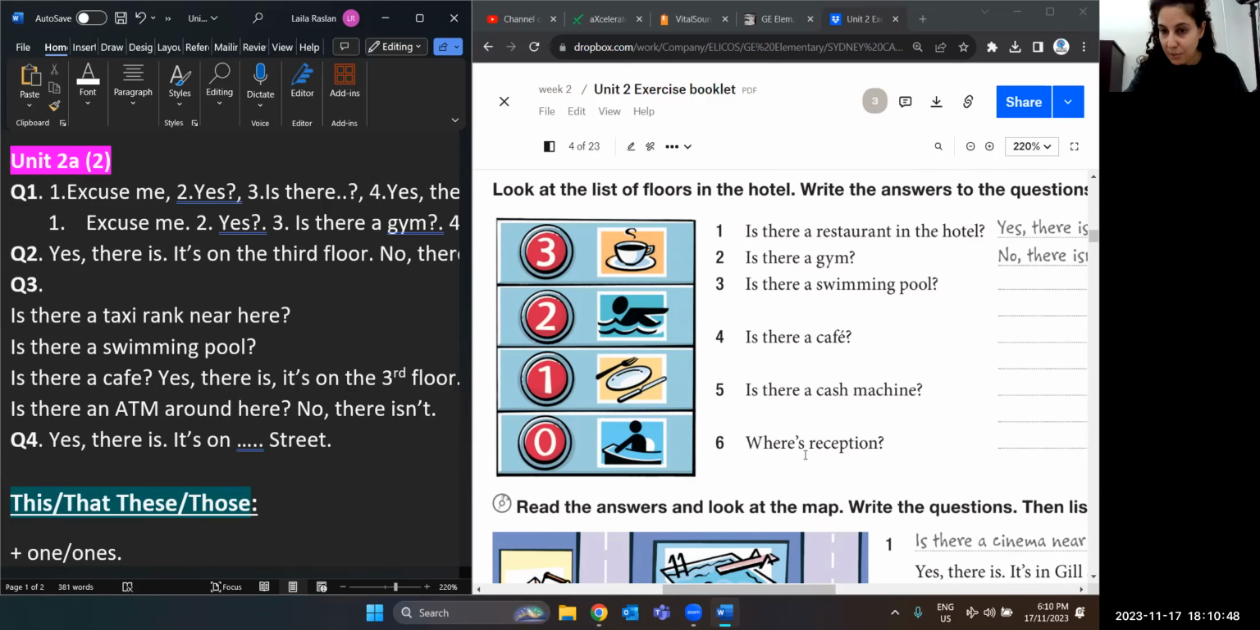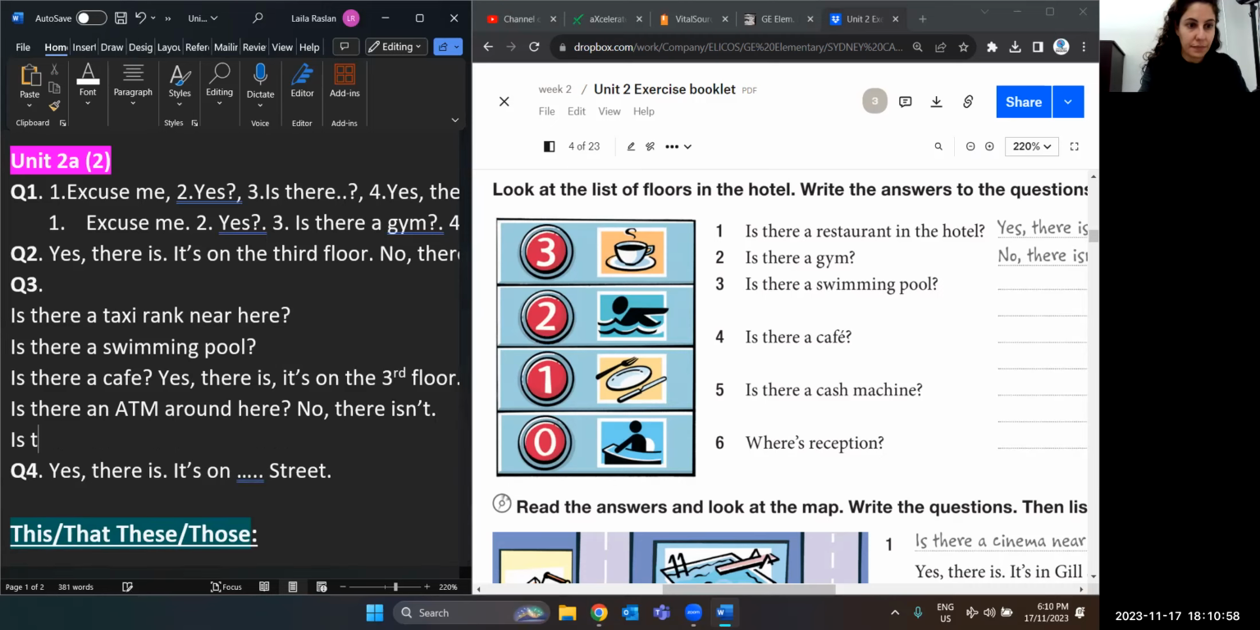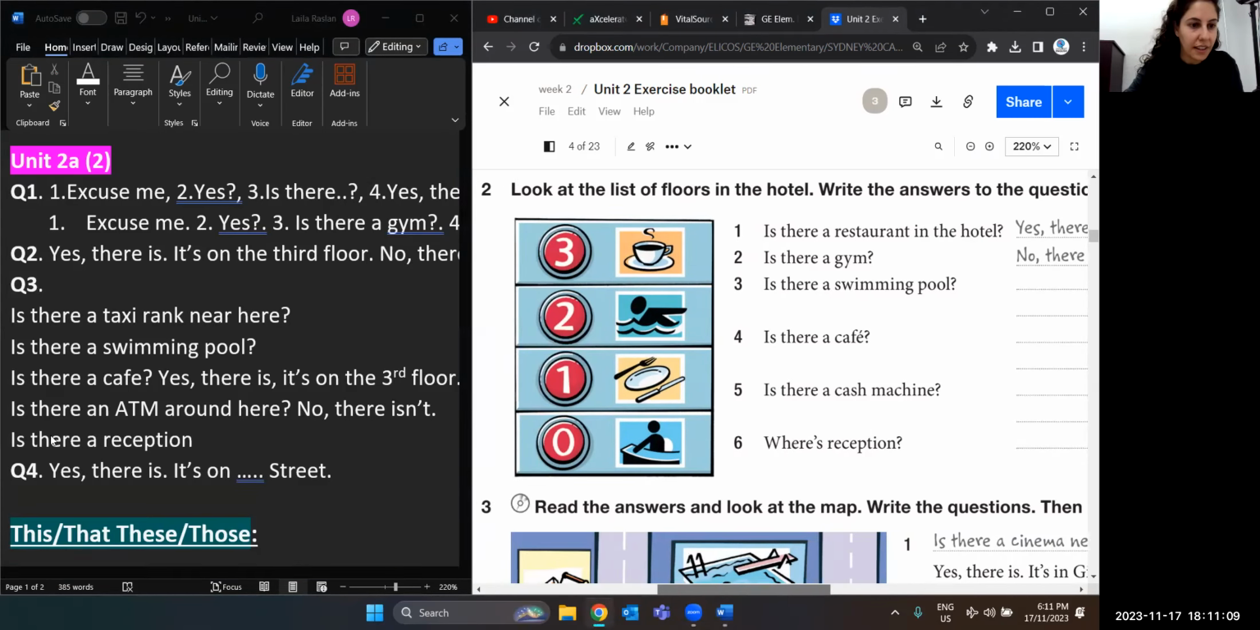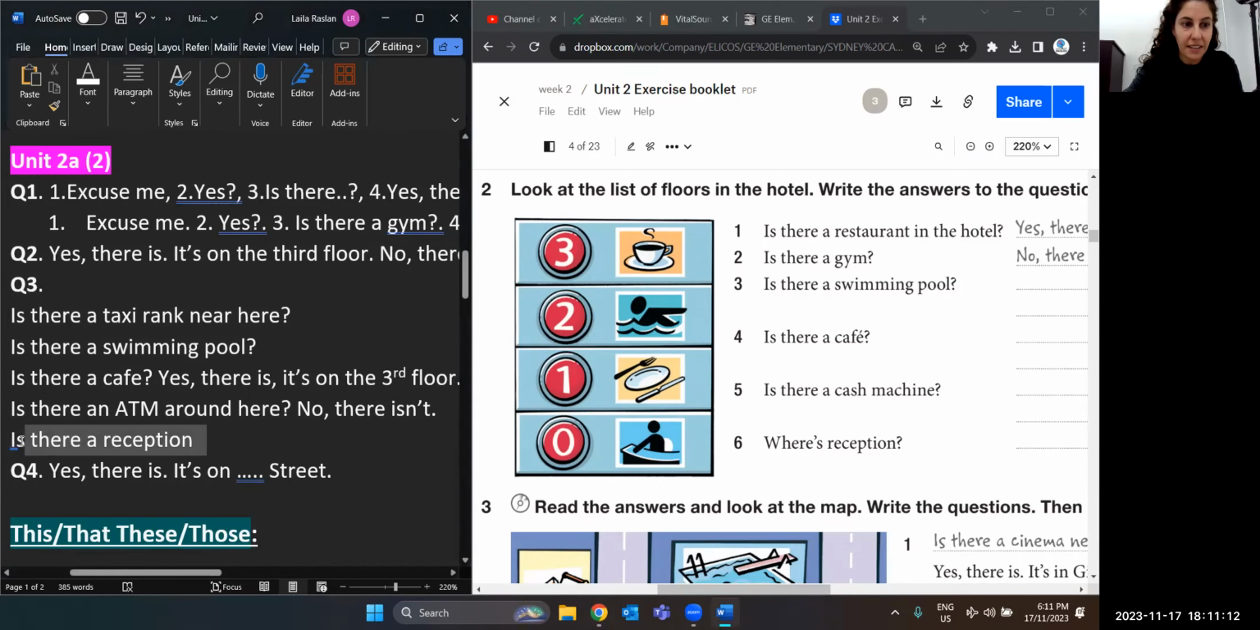Where's the reception? This should say the. Or is there a reception? Yes. So is there a reception? I think we're only meant to write the answers. Write the answers to the question. So only the answer. Is there a reception? And the answer was yes, there is. It's on the ground floor.